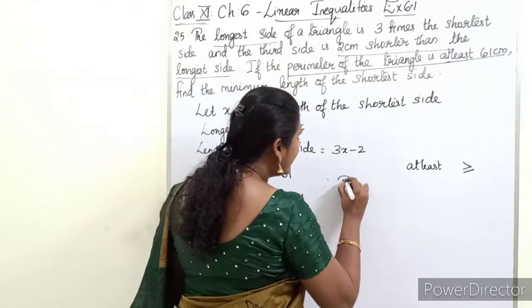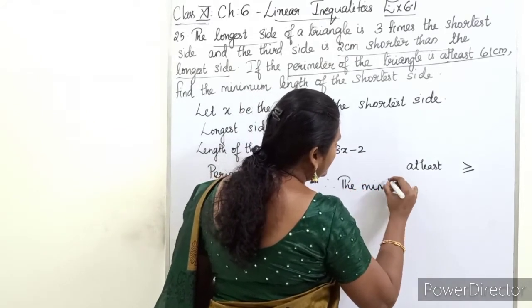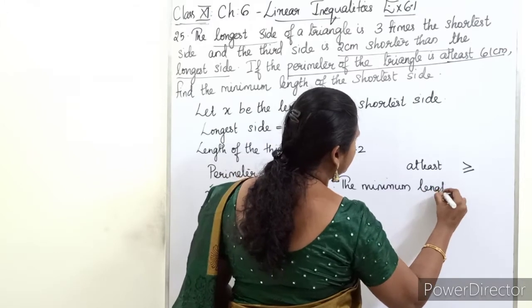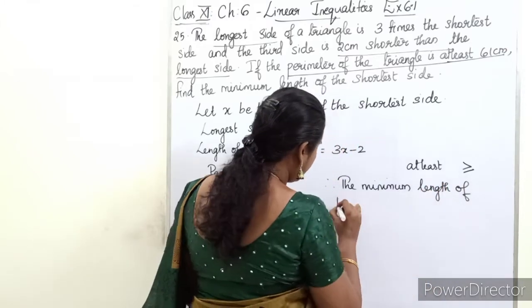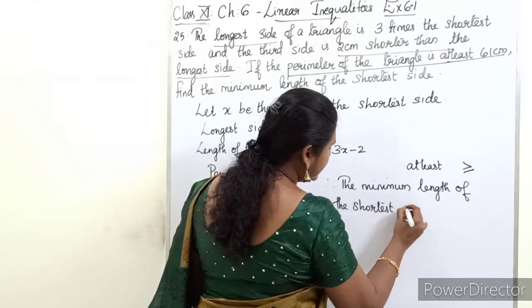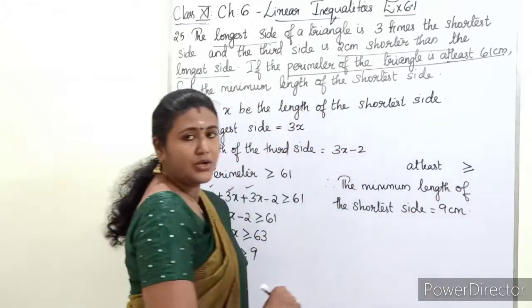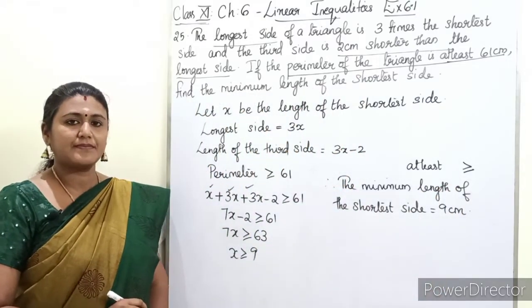So we can write the minimum length of the shortest side is equal to 9 centimeters. Now we will see the next question.